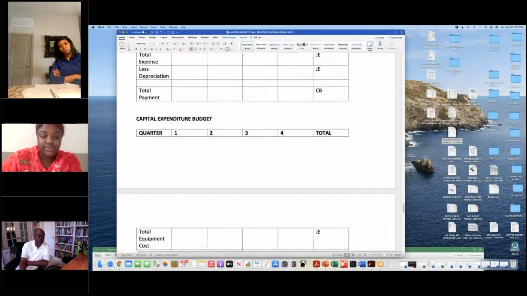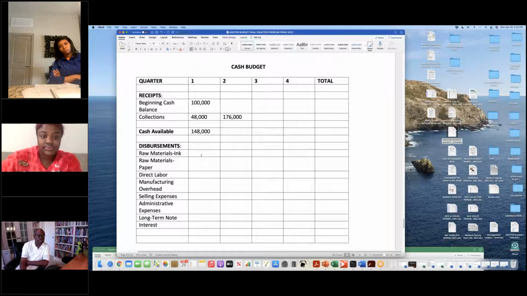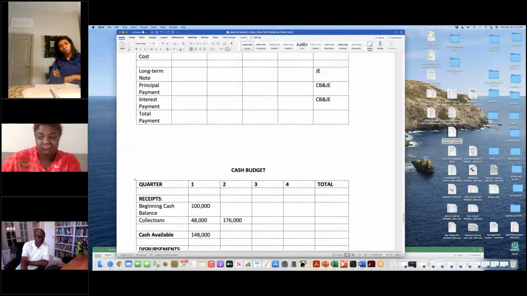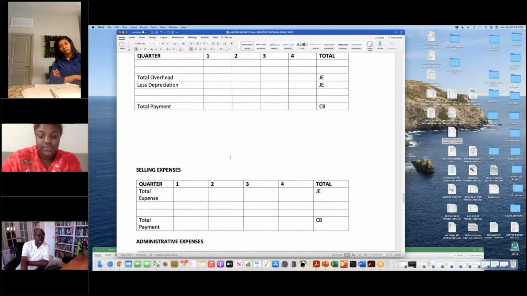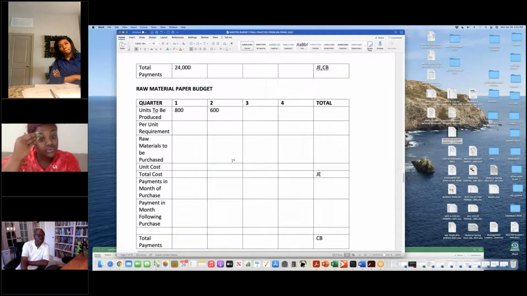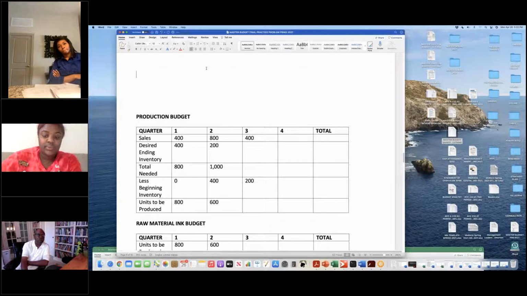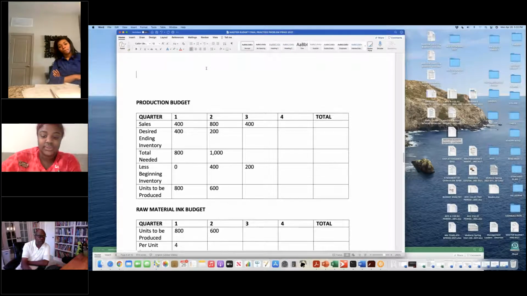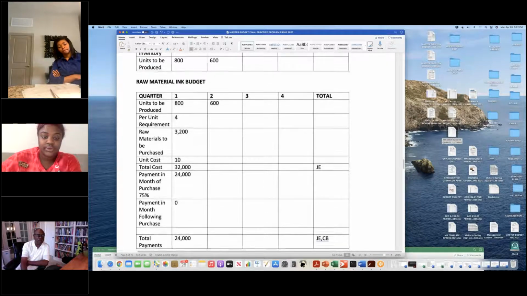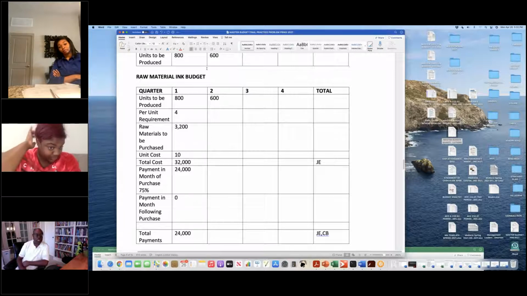And so now we have our first payment that goes on the cash budget. So we got 148,000 to pay. Now we bring in these payments. Your job now is to calculate the payments on ink for the second quarter. And we did the payment in the month to follow purchase as $0, right? For quarter one, yes, zero, because we didn't have a prior month. Correct. Now tell me how much is going to be paid in quarter two.